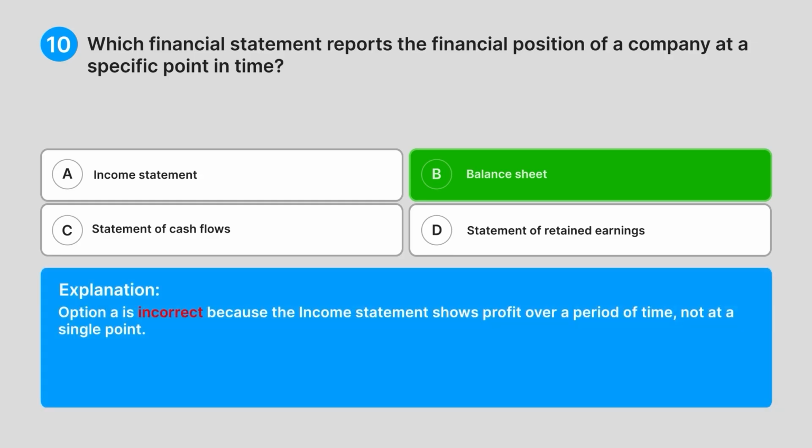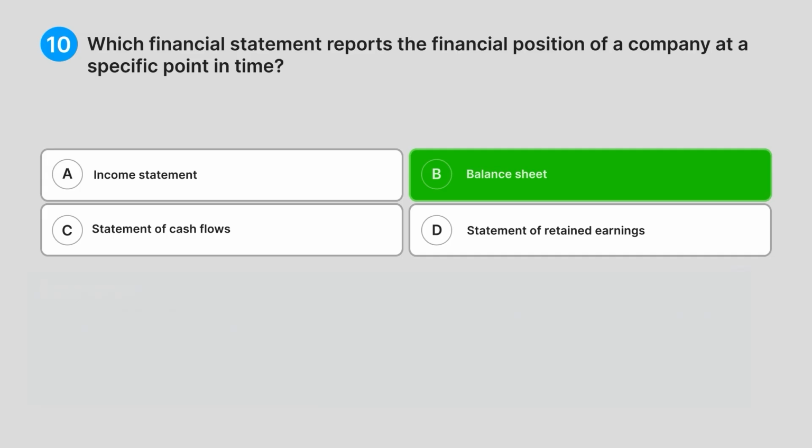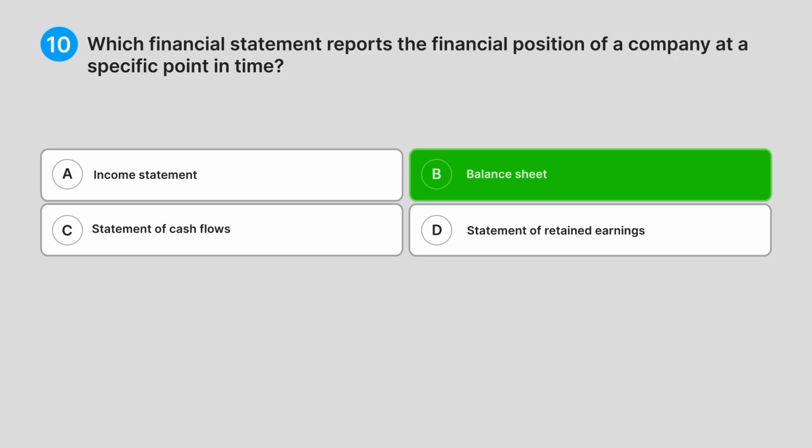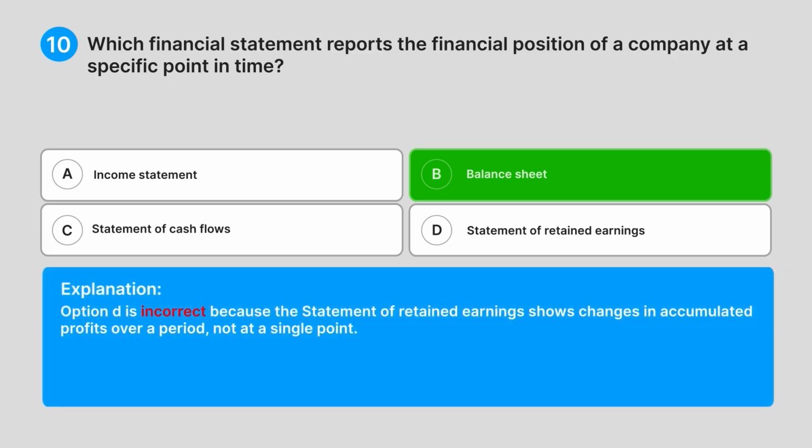Option A is incorrect because the income statement shows profit over a period of time, not at a single point. Option C is incorrect because the statement of cash flows shows how cash moved in and out over a period, not at a single point. Option D is incorrect because the statement of retained earnings shows changes in accumulated profits over a period, not at a single point.